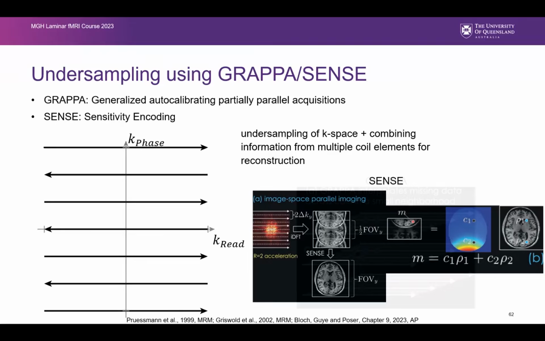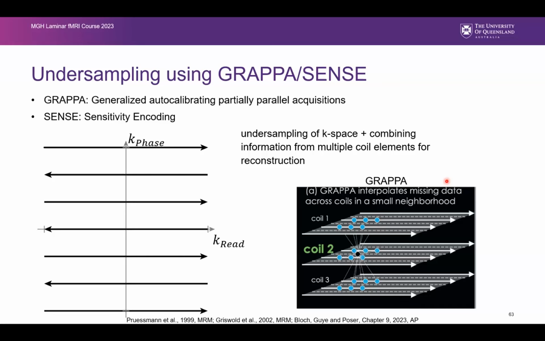GRAPPA does it a little bit differently. SENSE works in image space, GRAPPA works in k-space, and it interpolates the missing lines first before doing the Fourier transform. But both should, in theory, give you very, very similar results.